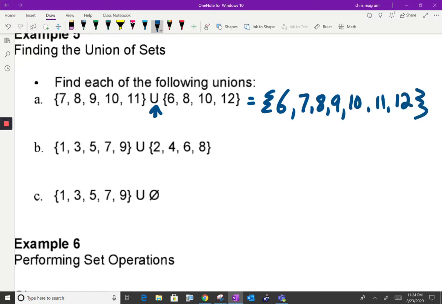Again, it's easier to put them in order for me to grade. Please put them in order. And then, again, skip your repeats. So I didn't need to write the 8 twice. I didn't need to write the 10 twice. We just list them one time. So we just combine the two things together.